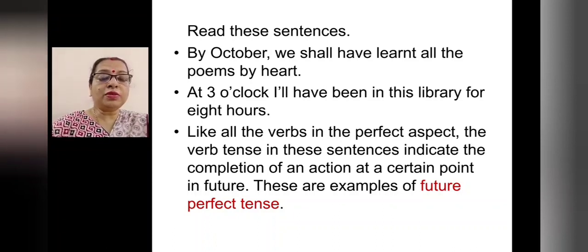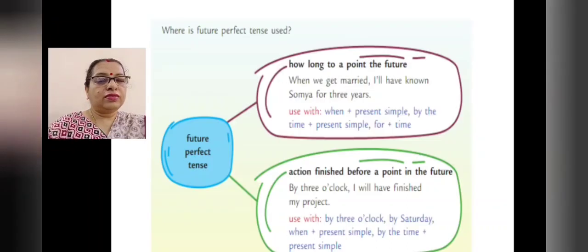So like all the verbs in the perfect aspect, the verb tense in these sentences indicates the completion of an action at a certain point in future. These are examples of future perfect tense. So where do we find future perfect? Here, shall have learnt, and here, will have been, right? Where is future perfect tense used? How long to a point in the future.